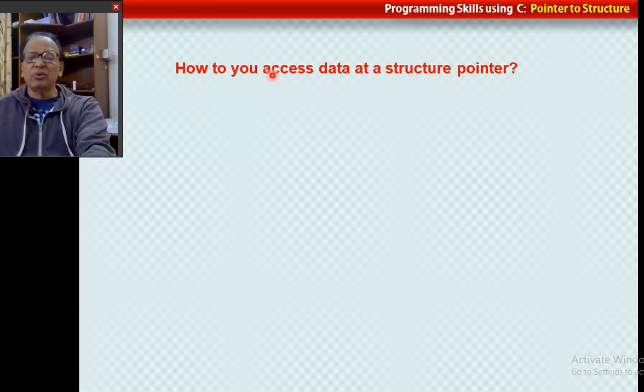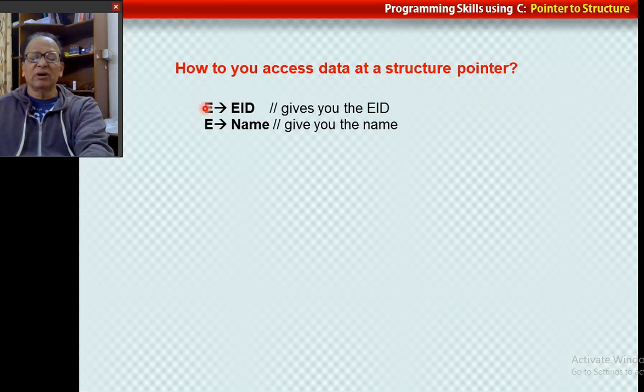Now let us get into how to access data at a structure pointer. Very simple. Earlier, to access data at a structure, for example, EMP was a structure, emp.eid would give us the EID stored at EMP. Similarly, emp dot name would give us the name. Now, since E is the pointer, we have to use E arrow EID gives you the EID. E arrow name will give you the name of the person which is stored in that variable called name.